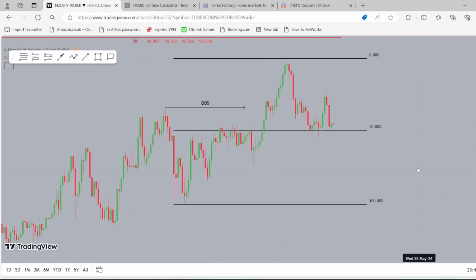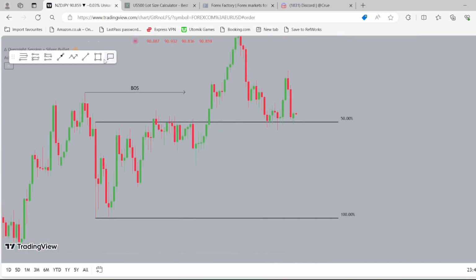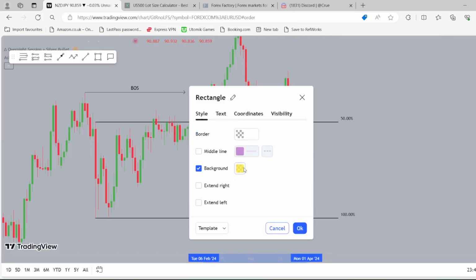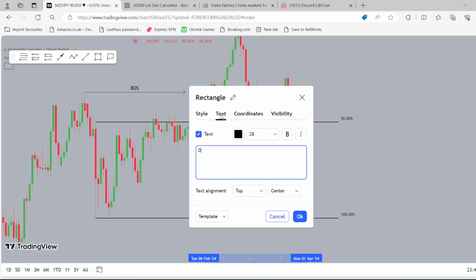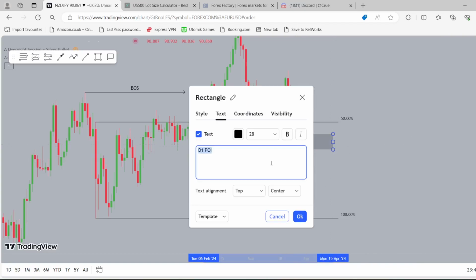So where are those inefficiencies? Let's dive in and have a look. Now, we have an inefficiency just over here in this region. This then becomes our daily point of interest, our daily POI. POIs are typically marked out in gray. So this is our daily POI. What makes this a valid daily POI? Why is this an area of interest?